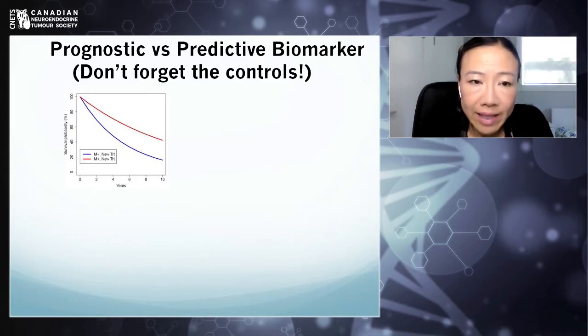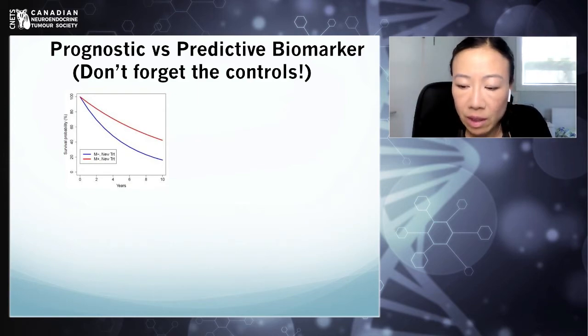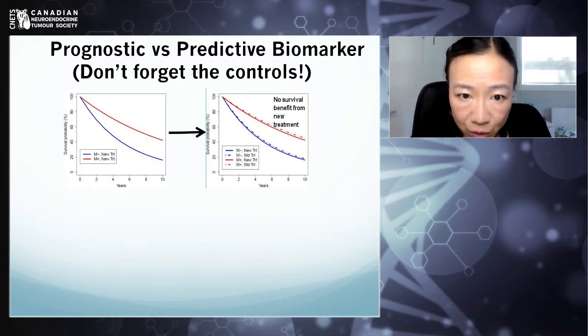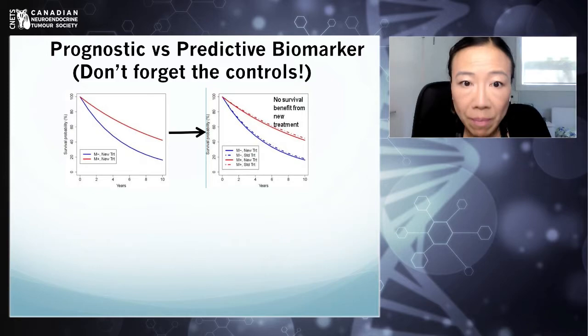When you first look at this data, everybody gets excited because you see the difference. The patients with the biomarker seem to do better on the new treatment compared to patients without the biomarker. But don't forget, there's no control in this study. If we include a proper control, the patients receiving the standard of treatment, which is represented by dotted lines here, show no difference when compared with the new treatment.